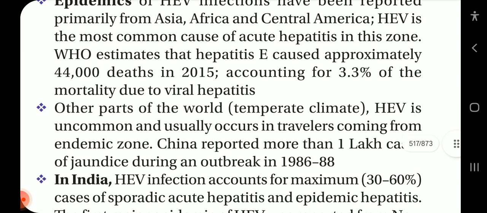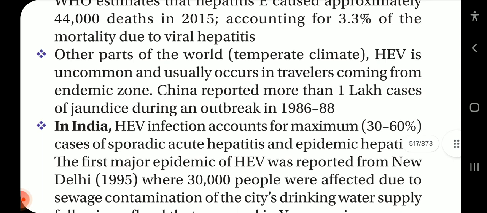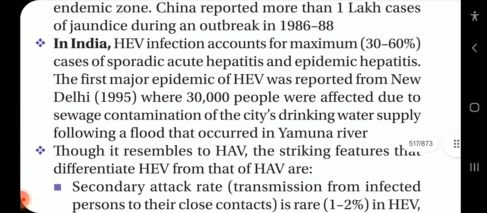WHO estimates that hepatitis E caused approximately 44,000 deaths in 2015, accounting for 3.3% of the mortality due to viral hepatitis. In other parts of the world, with temperate climate, HEV is uncommon and usually occurs in travelers coming from endemic zones. China reported more than 1 lakh cases of jaundice during an outbreak in 1986 to 1988. In India, HEV infection accounts for a maximum of 30 to 60% of cases of sporadic acute hepatitis and endemic and epidemic hepatitis.